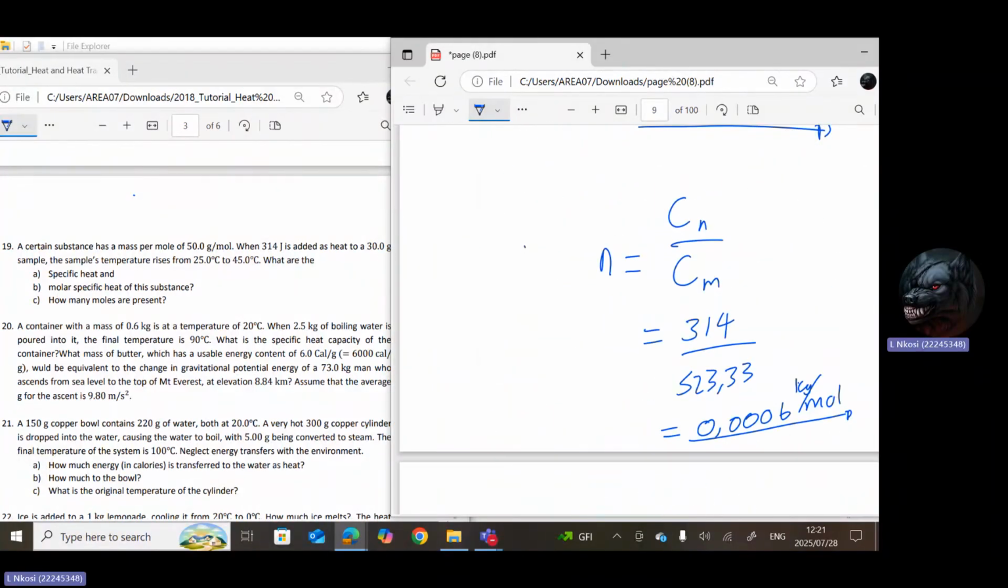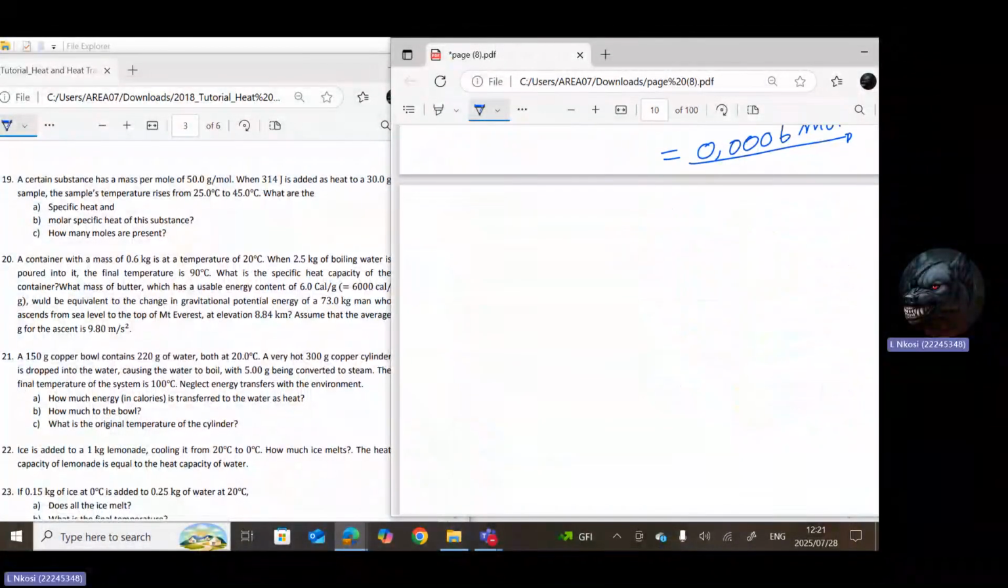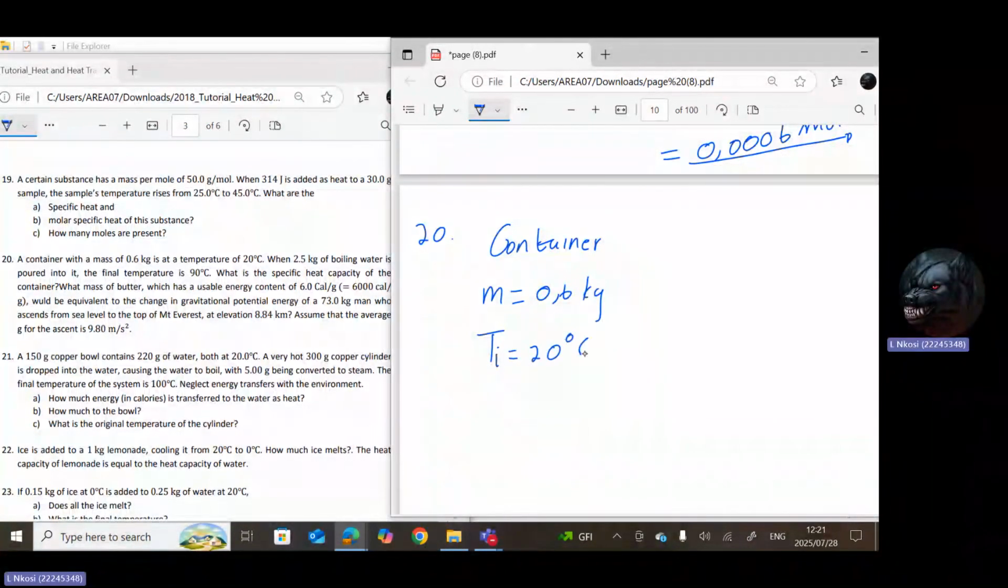So that was number 19. Then we try number 20. Number 20: a container with a mass of 0.6 kilogram. So the mass of the container is 0.6 kilogram, and the initial temperature is 20 degrees.